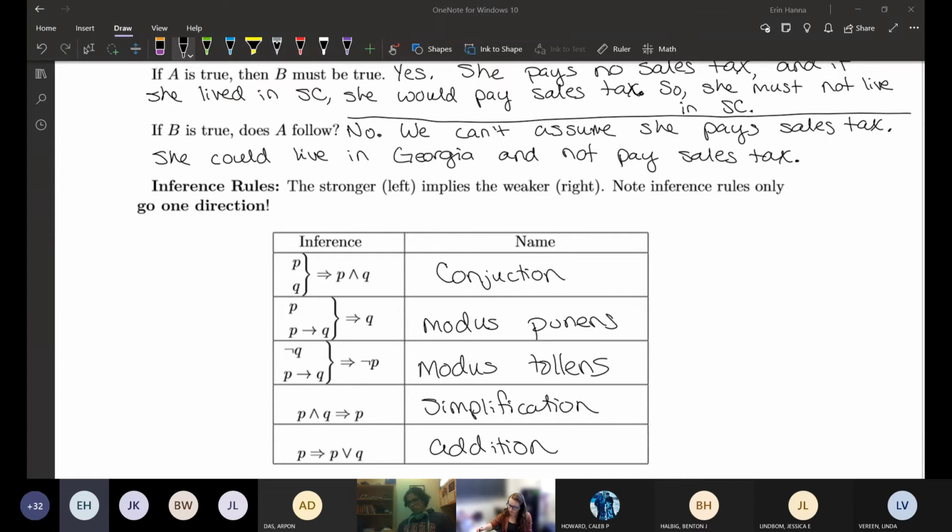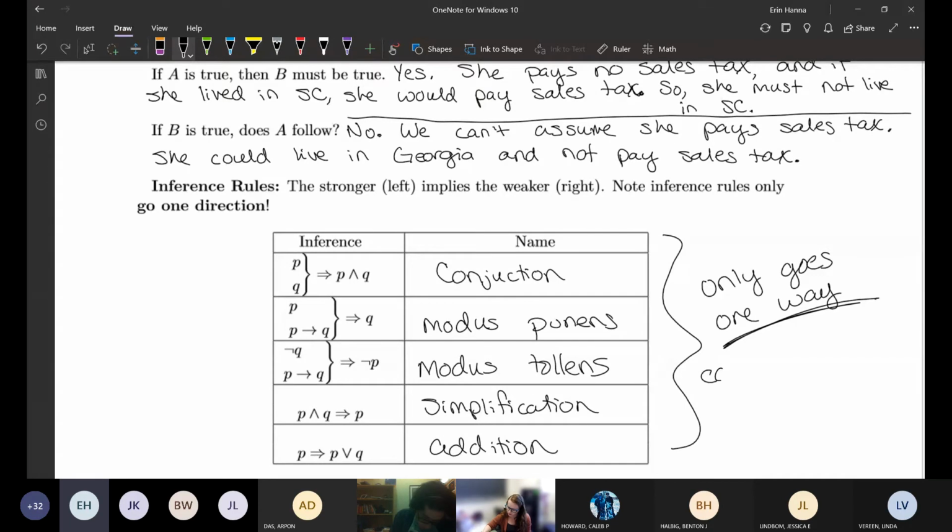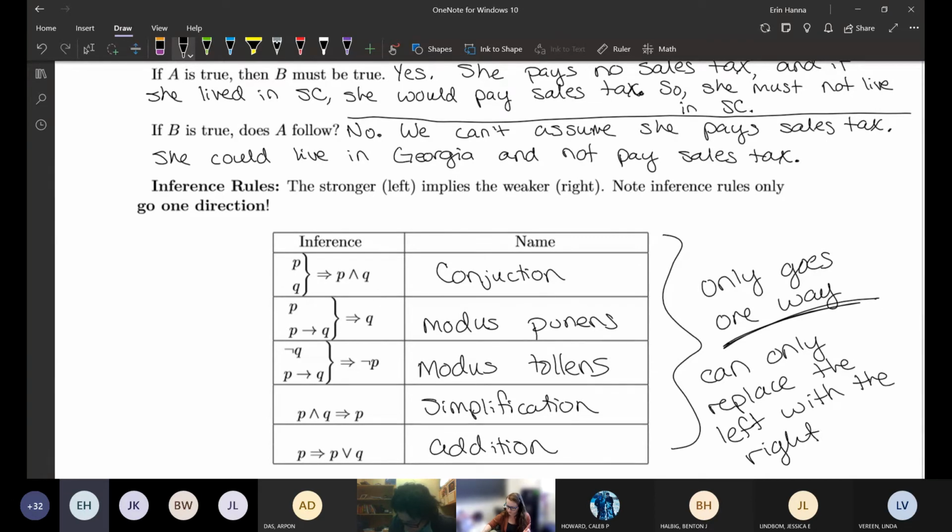And just to really clarify, I know I have it written right above it, but I'm going to clarify over here. Only goes one way. Can only replace the left with the right. So essentially we need the thing on the left and we can turn it into the thing on the right, but we can't go the opposite direction.